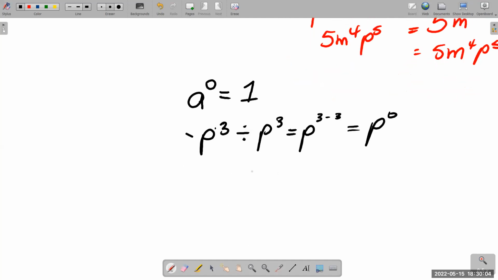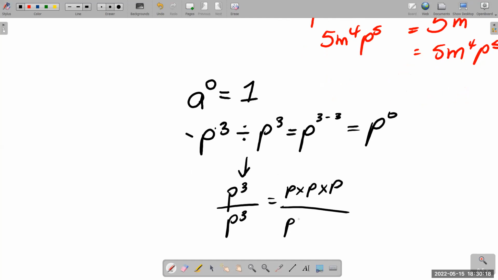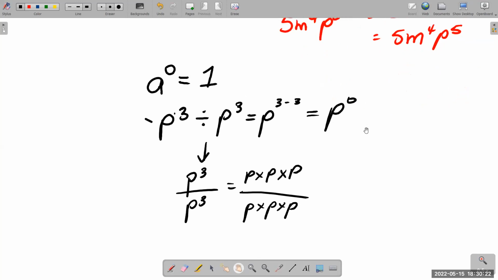We know that this also means this: P to the third power over P to the third power. Everybody with me so far? And what does P to the third power mean? P times P times P over P times P times P. Let me know if everybody sees how I got from here to here.